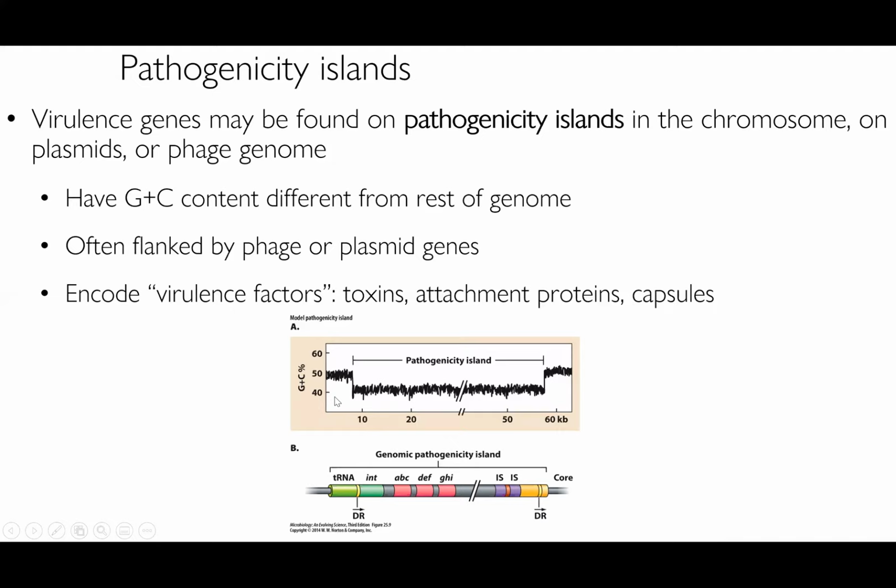What these do is they encode virulence factors that include toxins, attachment proteins, and capsules. They can also contain antibiotic resistance genes as well. And these can also be horizontally acquired through viruses or through direct transmission from one bacteria to another through, say, conjugation.